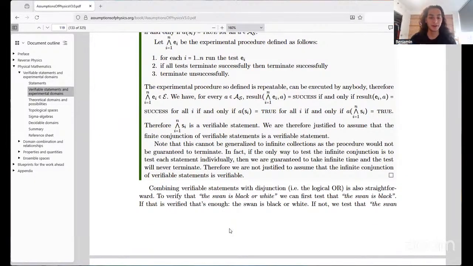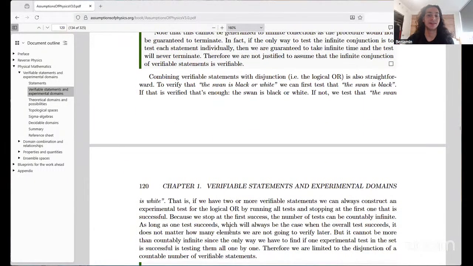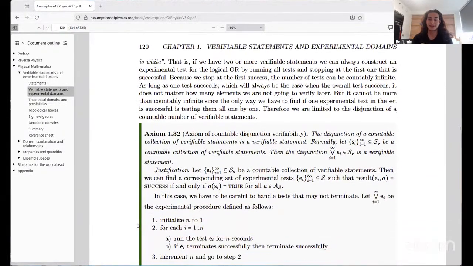All right. Combining verifiable statements with disjunction, i.e. the logical OR, is also straightforward. To verify the swan is black or white, we can first test that the swan is black. If that's verified, that's enough: the swan is black or white. If not, we test that the swan is white. That is, if we have two or more verifiable statements, we can always construct an experimental test for the logical OR by running all tests and stopping at the first one that is successful. I can see where the topology is going to happen.